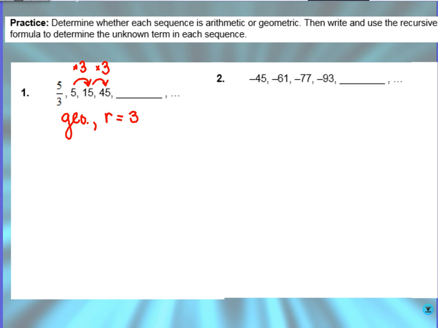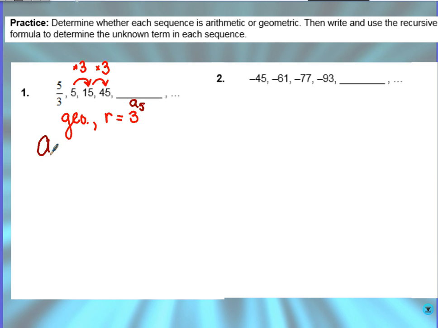Now notice here in this example, the missing term is the 1, 2, 3, 4, the 5th term of the sequence. Let's put a small a sub 5 underneath this to represent the 5th term. Now I know you already know that all we need to do is multiply 45 times 3 to get to the next term. However, our focus for today's lesson is writing the recursive formula. So what I'm going to do is use what's up above on your worksheet and use the geometric recursive formula.